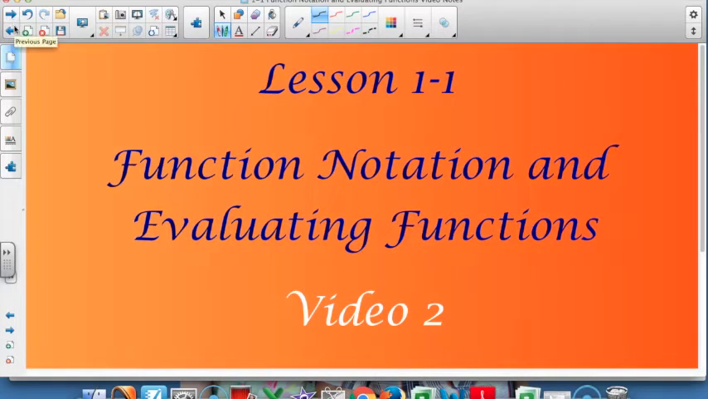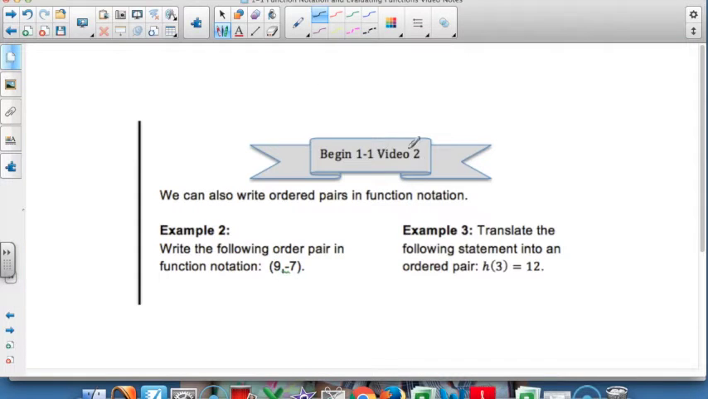All right, so we're still in lesson 1-1, but we're going to start video 2. So in your notes, you should be looking for the banner, and it says begin lesson 1-1, video 2. So this is still material that's going to be on the exact same mastery check, which is just our word for quiz, but it's kind of a different idea that we're going to cover in a separate video.